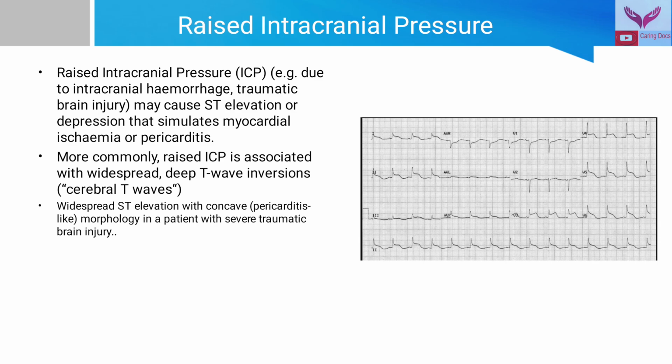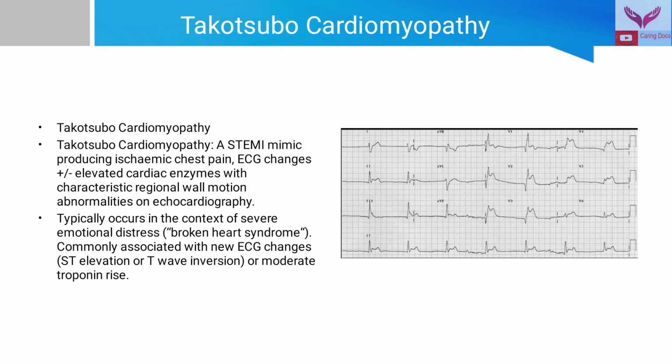In patients with raised intracranial pressure, that is due to intracranial hemorrhage or traumatic brain injury, we may see ST elevation or depression that may simulate myocardial ischemia or pericarditis, and more commonly the raised ICP is associated with widespread deep T wave inversion, that is cerebral T waves. In this ECG we can see widespread ST elevation with concave, that is pericarditis-like morphology, in a patient with severe traumatic brain injury.